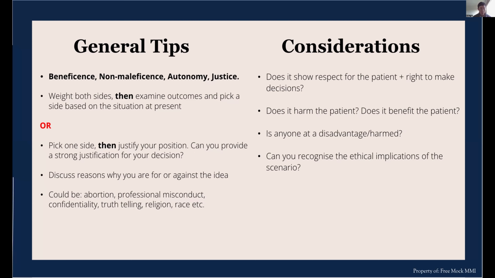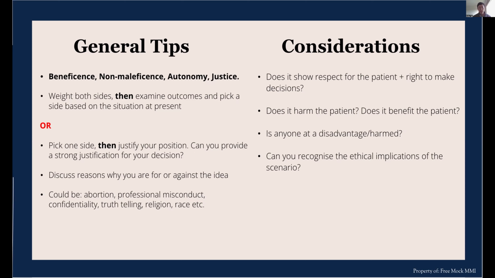Telling the truth, integrity, religion, etc. All right, so some considerations. Overall, your choice, does it show respect for the patient and their autonomy to make their decisions? And think about if it harms the patient, so that's non-maleficence. And does it benefit the patient? That would be beneficence. And is anyone especially disadvantaged or harmed? That will be under the point of justice. And can you recognize the overall ethical implications?